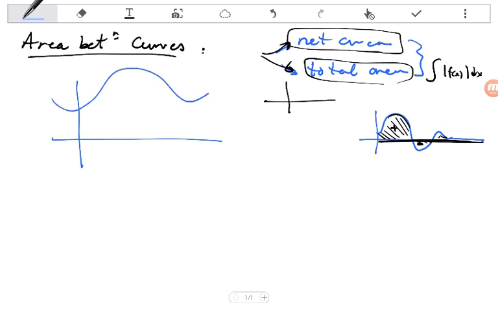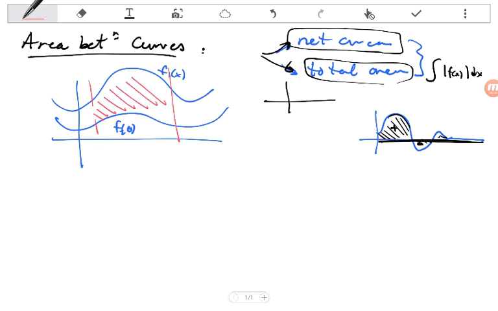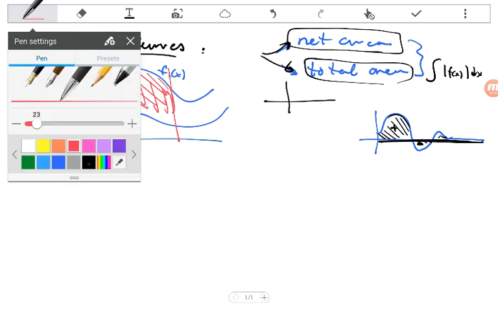If I give you some function f1 of x, and another function f2 of x, and I want to find in some interval the area between these two curves. The area between these two curves. How would I find this area?